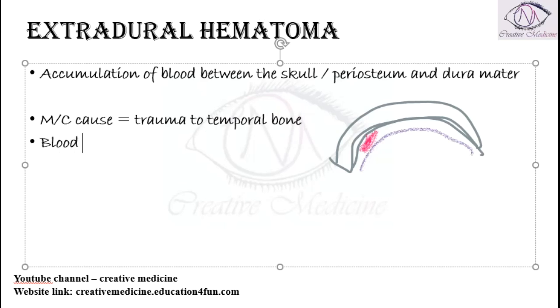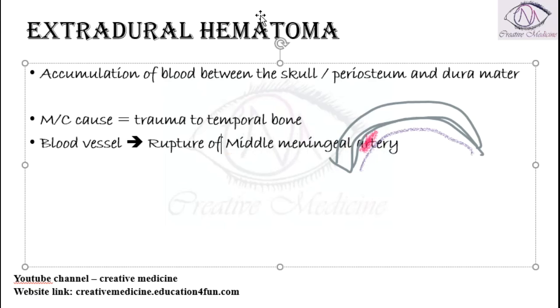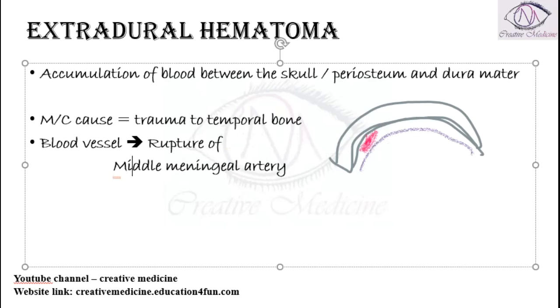And what is the blood vessel involved in extradural hematoma? It is actually rupture of the middle meningeal artery that is most commonly involved. Okay, rupture of the middle meningeal artery is most commonly involved, though the vein can also be involved.